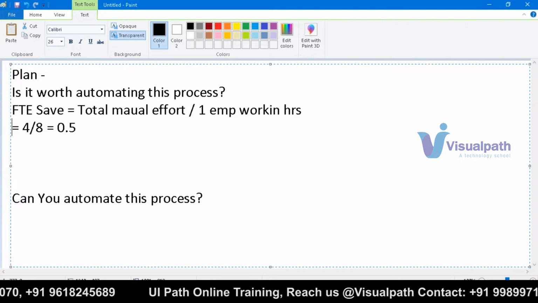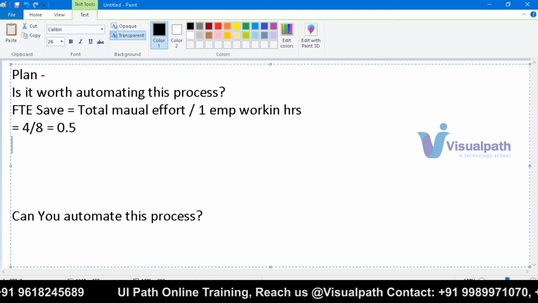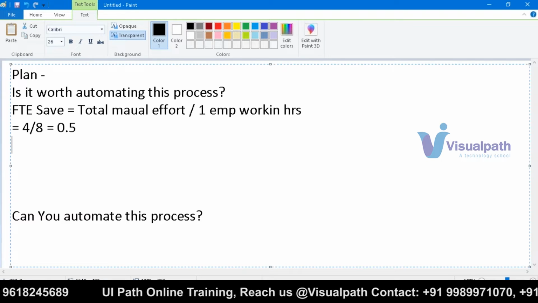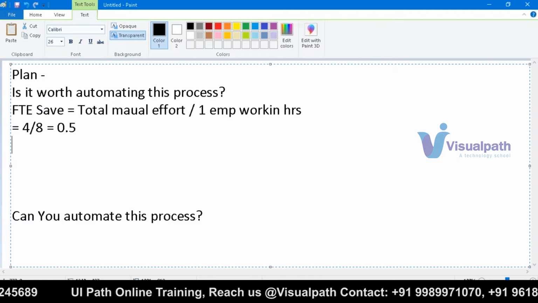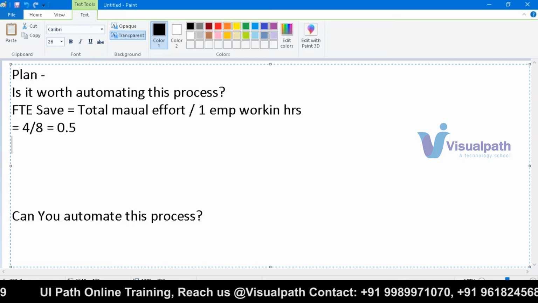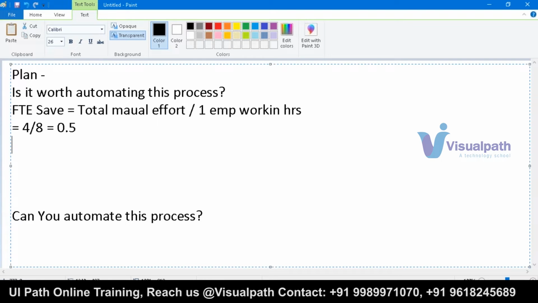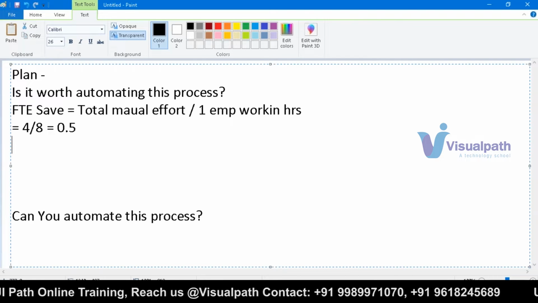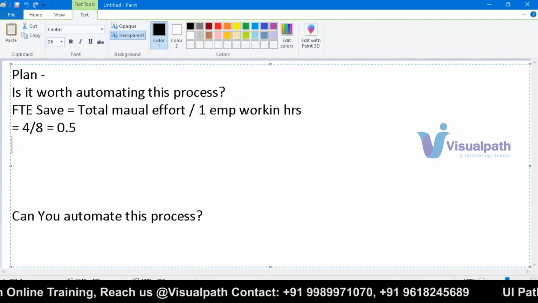So if we take another scenario, there are two employees working on alternate days. Every Monday, Wednesday, and Friday, two employees are working throughout the day on that process. Full Monday, full Wednesday, and full Friday, all the 8 hours they are spending on that process. But you automated it, and what is the FTE save?